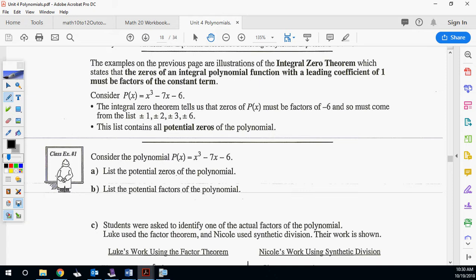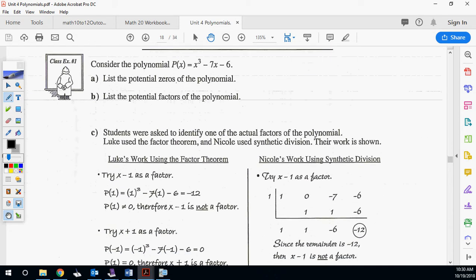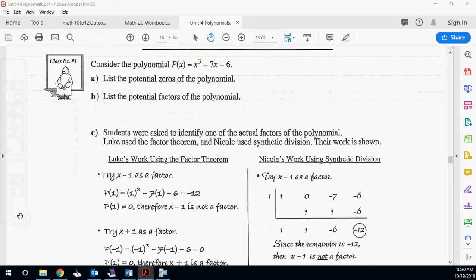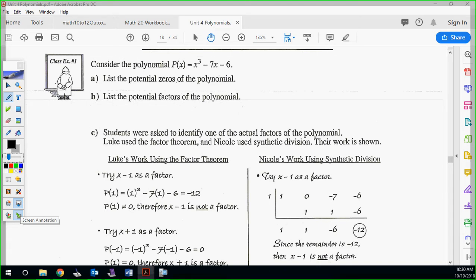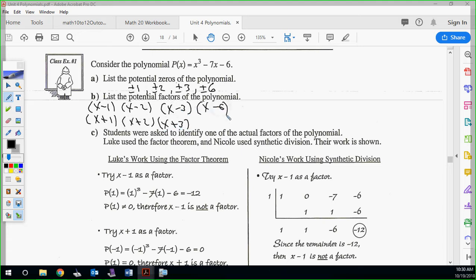Okay? All right, so they're giving us the same problem here, so we can kind of steal that answer from the bottom. So we know the list of the potential zeros. Let's write these down here. Our potential zeros are plus or minus 1, plus or minus 2, plus or minus 3, plus or minus 6. So that means the potential factors are x minus 1, x plus 1, x minus 2, x plus 2, x minus 3, x plus 3, and then lastly x minus 6, x plus 6. That's your list.